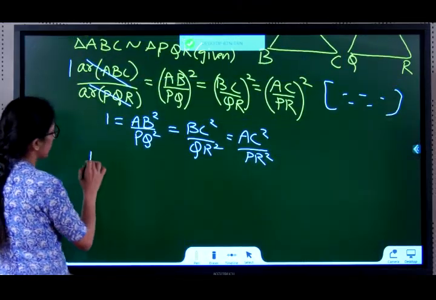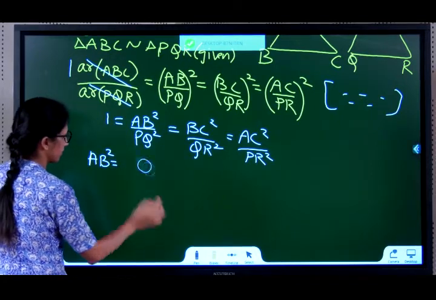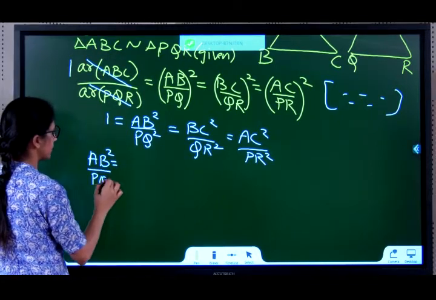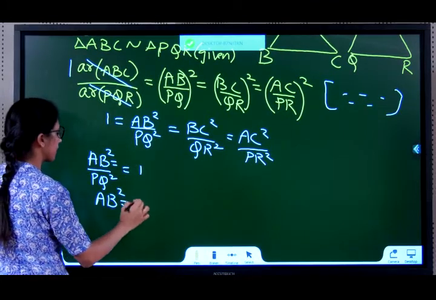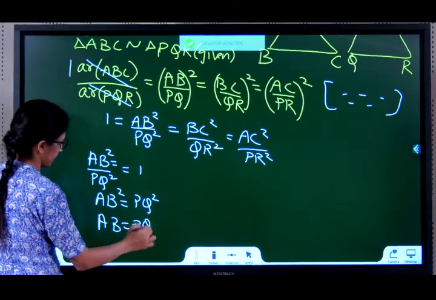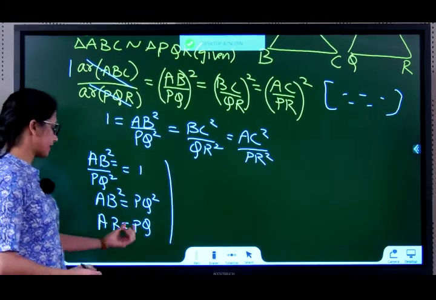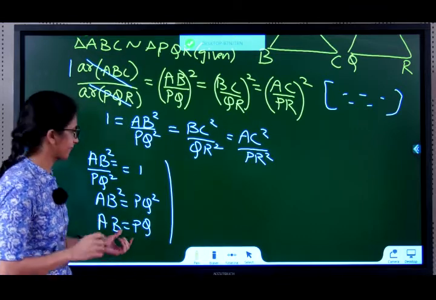So now, taking one at a time, AB square by PQ square is equal to 1. So can I say AB square is equal to PQ square? Can I say AB equals PQ? Yes, I can. What happened to plus or minus? Plus or minus won't be included here because side lengths cannot be negative.